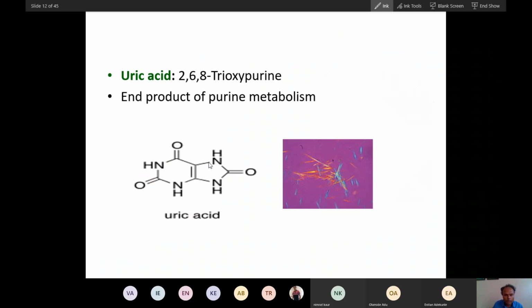What is uric acid? Uric acid has 3 oxo groups. Here, this is xanthine, plus 1 more oxo group is uric acid. So it is a trioxypurine. Uric acid is an excretory product. You will see it in the microscope like this: yellow and bluish tinge in polarized microscope.